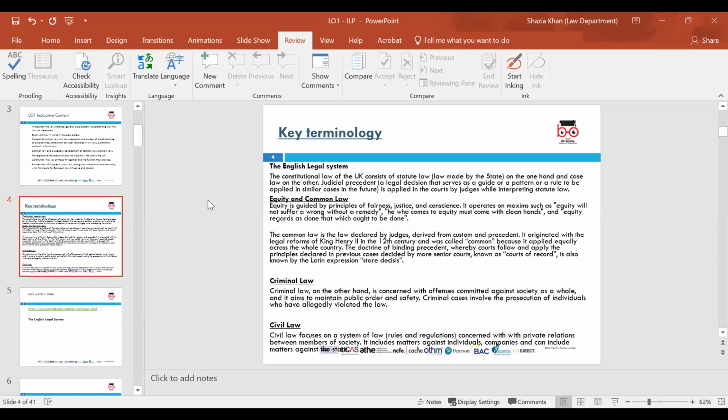So equity was needed to make sure that nobody suffered. Then the key terminology for criminal law is offence against society as a whole, and its main aim is to protect elements of public order and safety. And then civil law is the relationship between individuals, how they work together and how that relationship is formed. For civil law, you tend to get compensation, whereas in criminal law, you'd get a sentence.